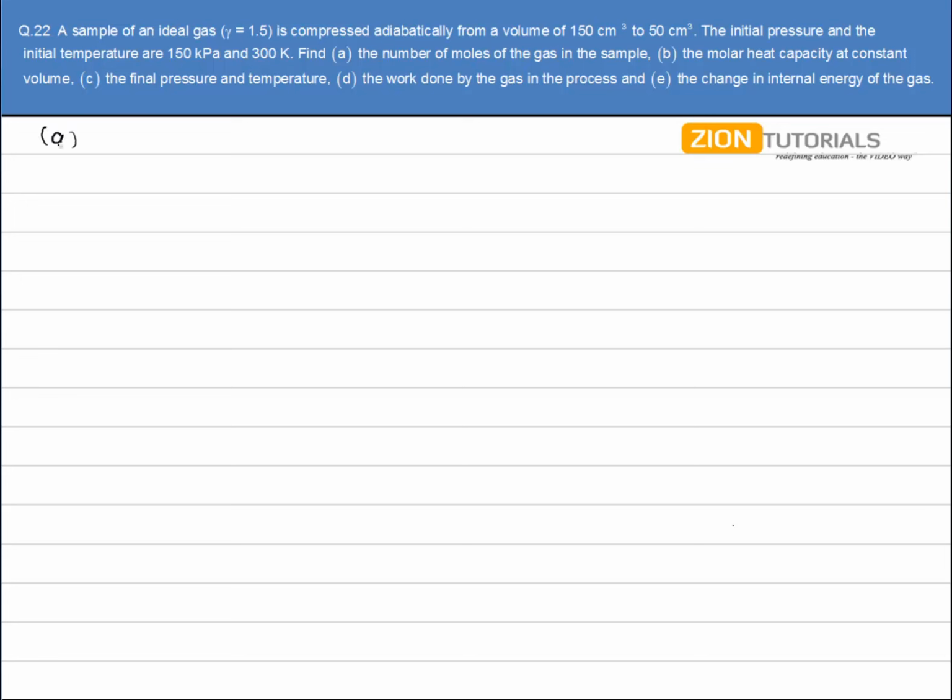Alright, so first thing is pretty simple. I'll use the ideal gas equation, PV equals nRT at the initial state. Initial pressure is given as 150 kilopascals, that is 150 times 10^3. Volume is given as initial volume, that is 150 cm³, so it will be 10^-6 to convert it into m³, and R times T, that is 300 Kelvin. Solving this equation for n, I get the value of n as 0.009 moles.